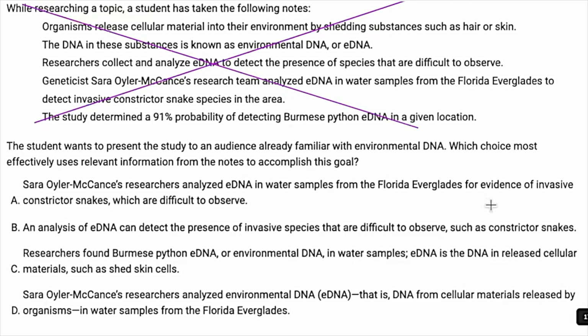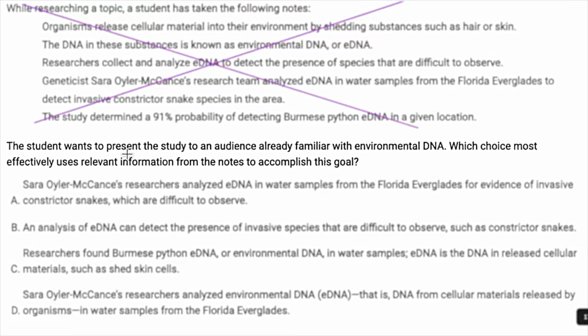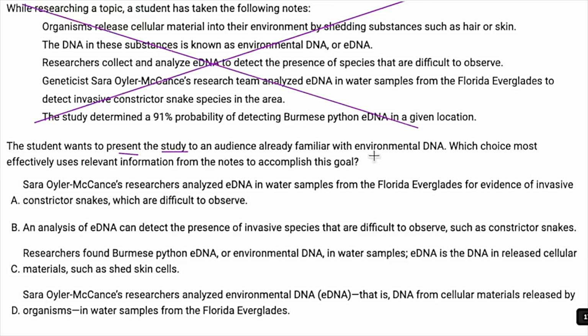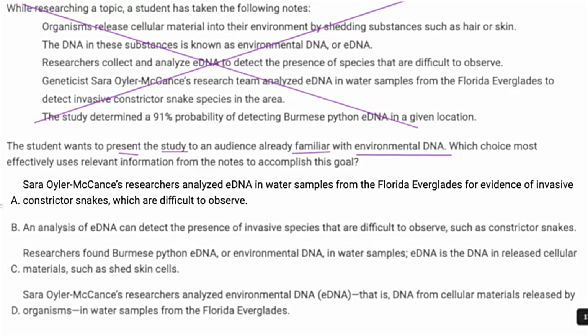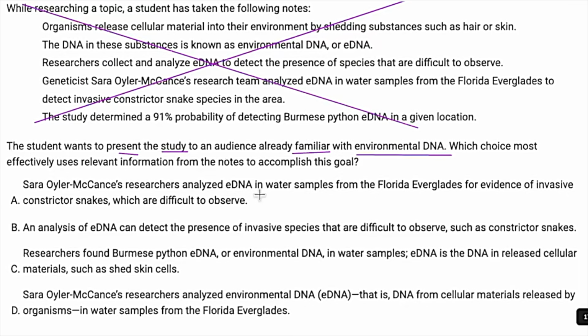In this case, the goal is to present a study to an audience already familiar with environmental DNA. So familiar with environmental DNA. I'm just going to go through and eliminate answers that don't do that for me. A says Sarah's researchers analyzed eDNA in water samples from Florida's Everglades for evidence of invasive constrictor snakes, which are difficult to observe. So it does seem to be talking about a study, and I don't know what eDNA is, so it seems like it would be for an audience familiar with it.